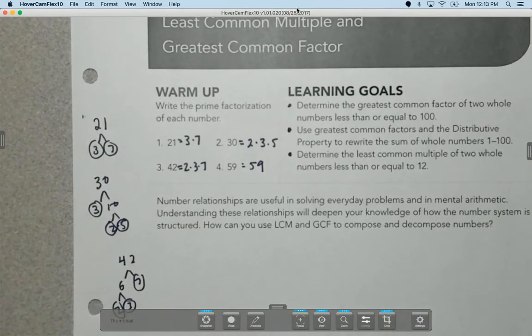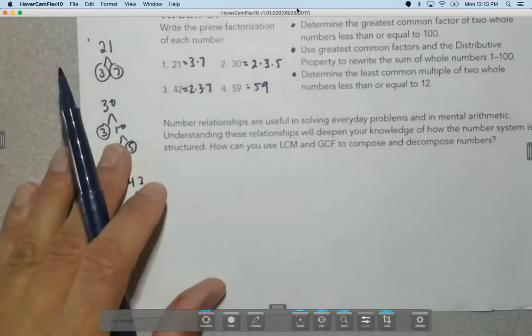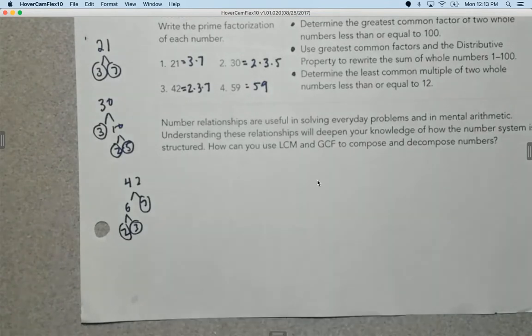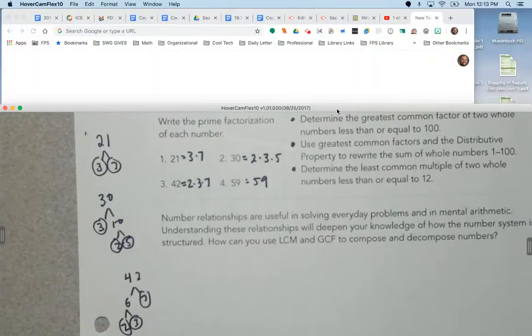Number relationships are useful in solving everyday problems and in mental arithmetic. Understanding these relationships will deepen your knowledge of how the number system is structured. How can you use LCM and GCF to compose and decompose numbers? All right, and so we're breaking numbers up into different parts, and we're trying to use that to maybe understand a little bit more about problems and about the numbers themselves.